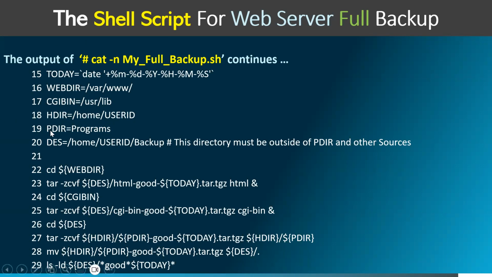And then the program directory is the program itself. So I'm going to back up /home/user ID of that user/programs. And then the destination where I back up is home user ID again, backup. And if you have this destination directory on a mount point, where you have a separate /backup directory, you could just replace the entire thing with /backup, and then you could do that one.